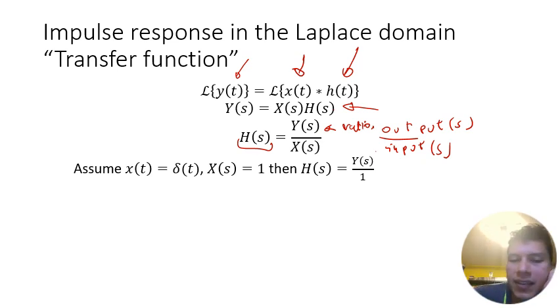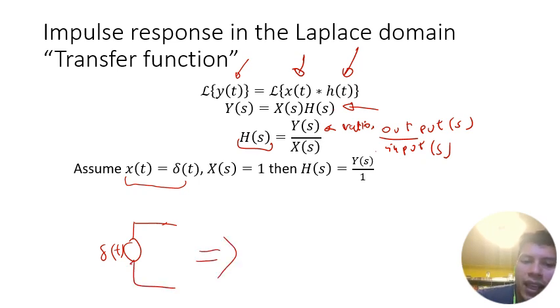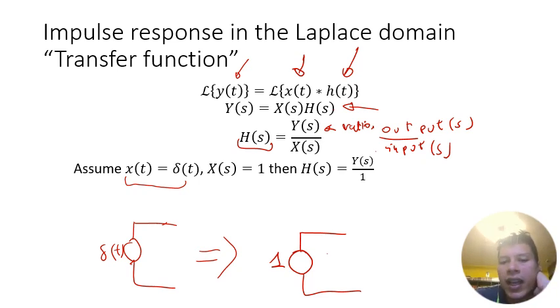Another way to see it is to say, if I assume my x of t, or my input, is a delta of t, then I'm going to have some circuit elements here. Then that means that in the Laplace domain, because the Laplace transform of a delta function is 1, that input will become a 1. So it's just the solution to the circuit when I assume that my circuit has 1 as its Laplace transform source.